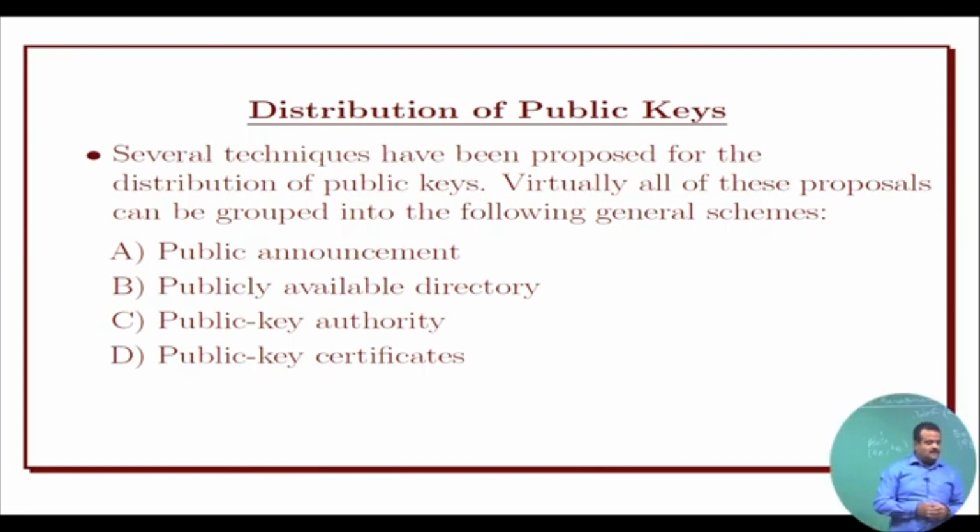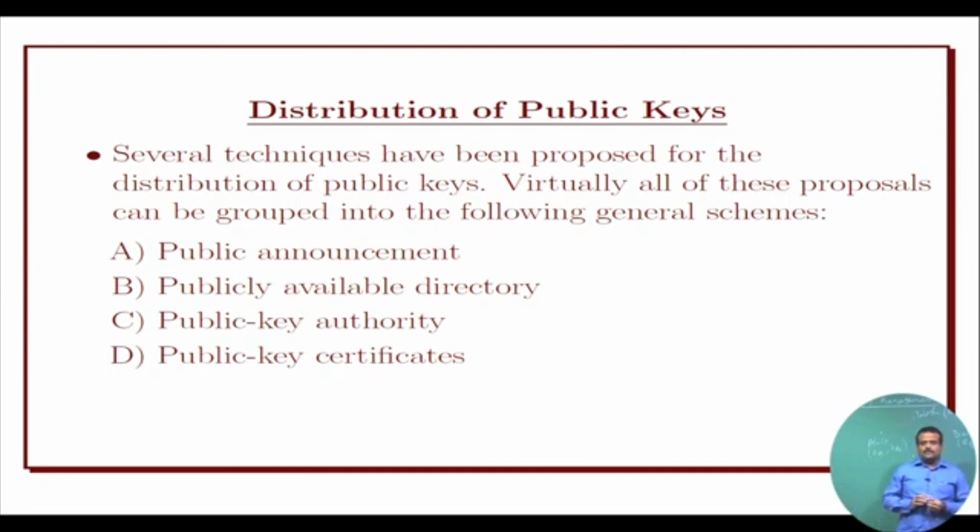The first one is the public announcement. So once I have a public key, I will keep on announcing. Suppose I have a mic, so I will announce, hey, this is my public key, this is my public key, so that is some sort of public announcement. And the second method is the publicly available directory. We can maintain a directory where I can put my public key, and that directory should be in a public domain, so that everybody should be able to access it.